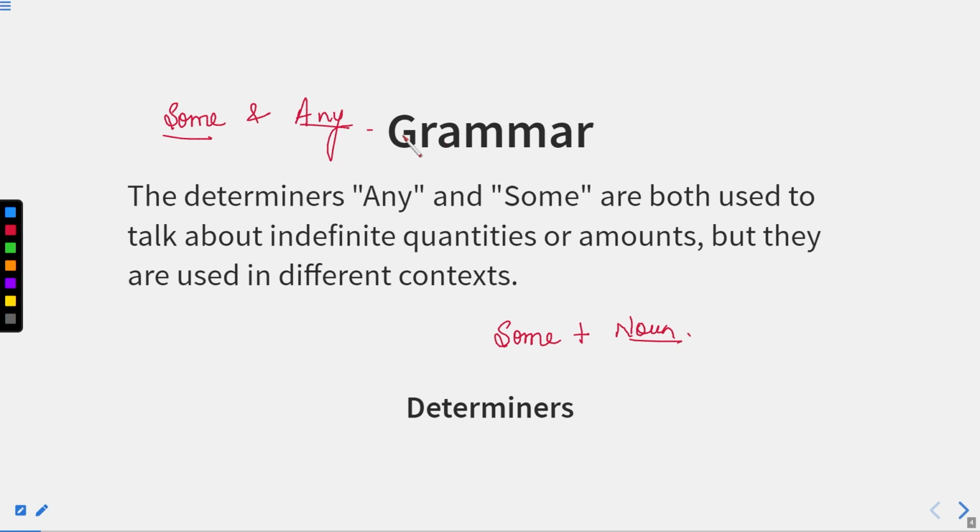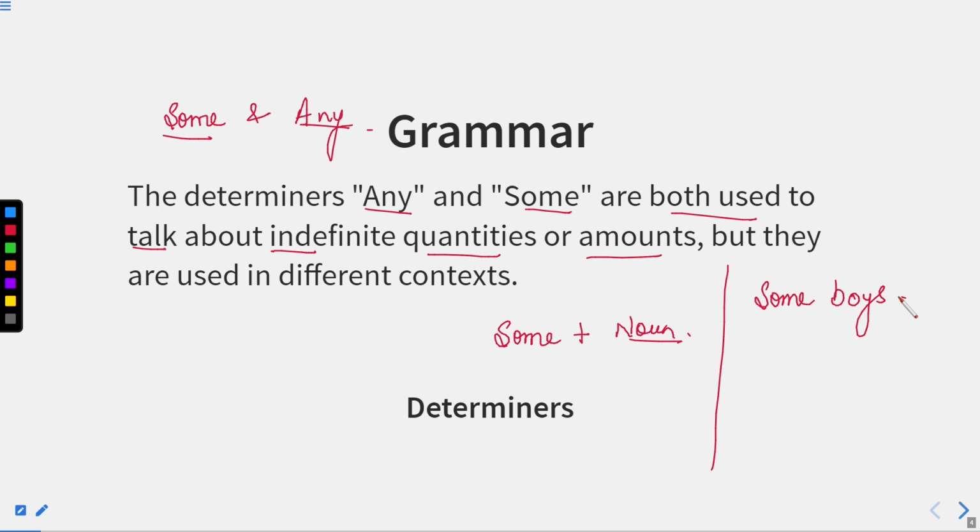And the determiner any makes the noun specific or non-specific. The determiners any and some are both used to talk about indefinite quantities or amounts. How indefinite amounts? For example, if I say some boys. Now, we know well that boys are countable. But if I say some boys, can you tell me what is the exact number of boys? No, not at all. It means this is indefinite quantity. It is not defined at all. Therefore, here I'm using the word some, which is telling me an indefinite quantity of the boys.